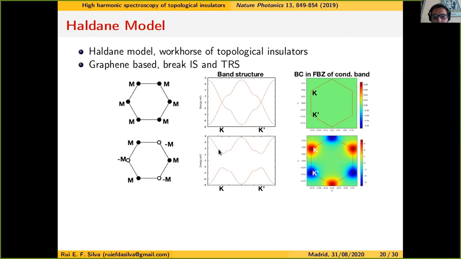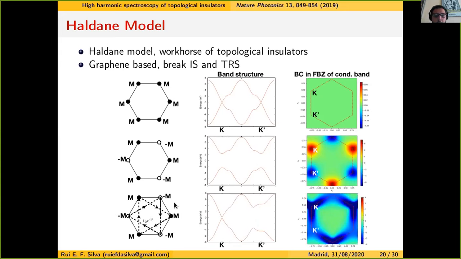So we open a gap at K and K prime, and now our Berry curvature is no longer zero, but it is an odd function. Since it's an odd function, the integral over the Berry curvature along the Brillouin zone is just zero. So we don't have any chance of having a topological insulator.